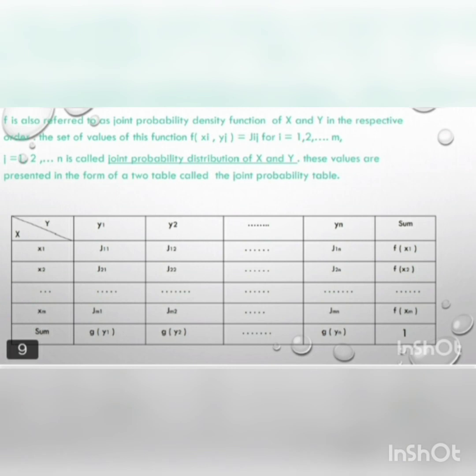f is also referred to as the joint probability density function of X and Y in the respective order. The set of values of this function, f(xi, yj) = pij for i = 1, 2, 3 and so on up to m, and j = 1, 2 and so on up to n, is called the joint probability distribution of X and Y. These values are presented in the form of tables called the joint probability table, shown below.